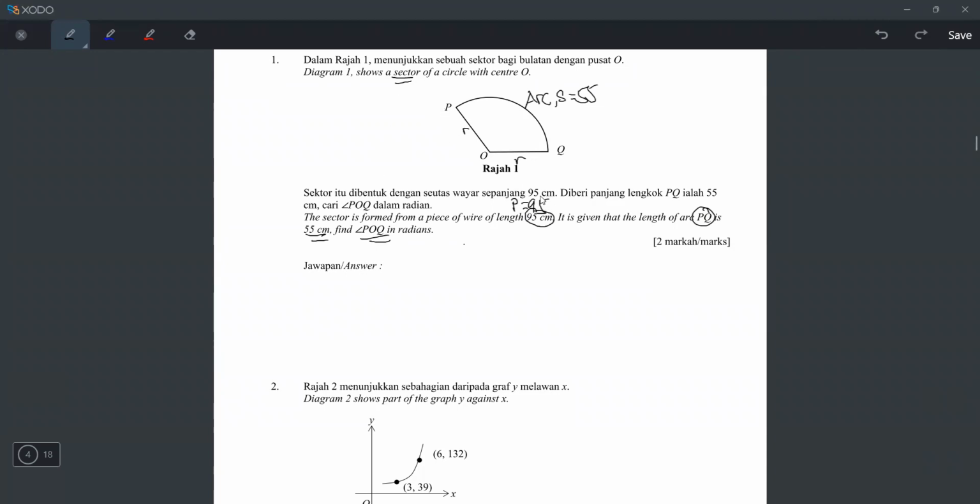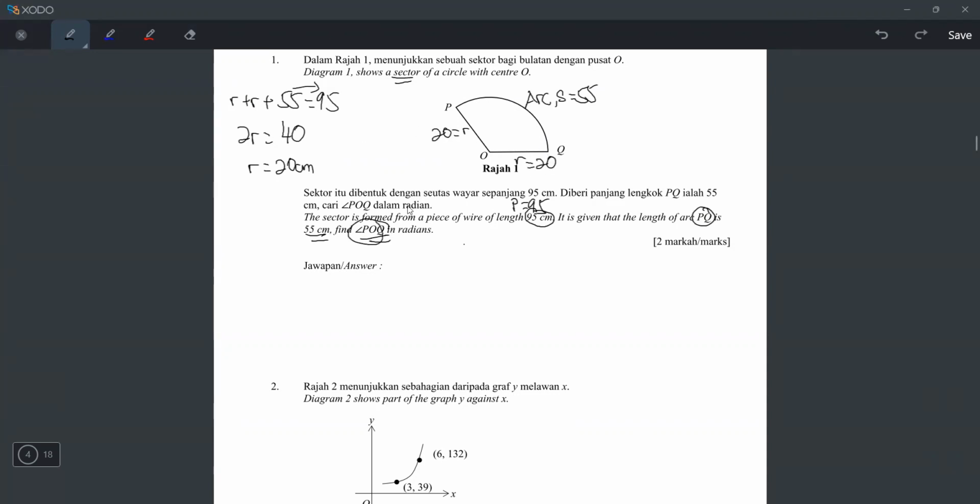Okay, the first information says the perimeter is 95. So it means R plus R plus the length of arc is equal to 95. All right. So can I put 55 here, since I know already, right? The length of arc is 55. So R plus R will be 2R plus 55. Move over, they become minus, 95 minus 55. I think it's 40, right? So R equals 20 centimeters. So now we know the radius is 20 centimeters.